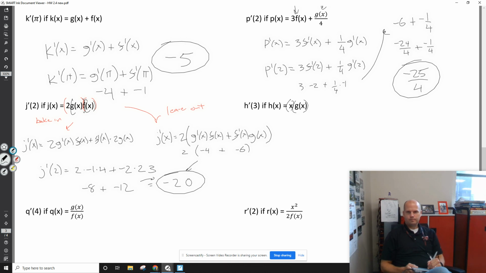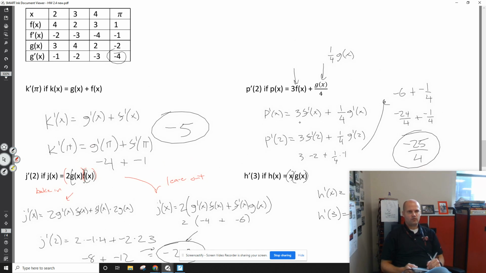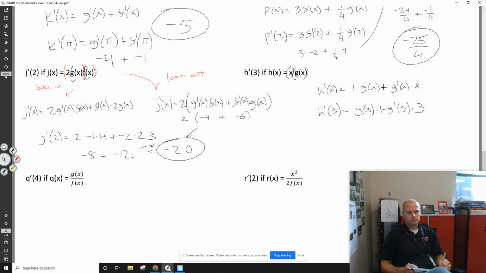This guy, nothing to bake in or leave out, but it is a product, so you have to use the product rule. Derivative of x is 1. Derivative of the first times the second, plus derivative of the second times the first. Plug in 3 for x. So this is g of 3. This is g prime of 3. But then it's times x, which is times 3 if you're plugging in 3. It's important to do that. G of 3 is 4. G prime is negative 2. Negative 6 plus 4, negative 2.